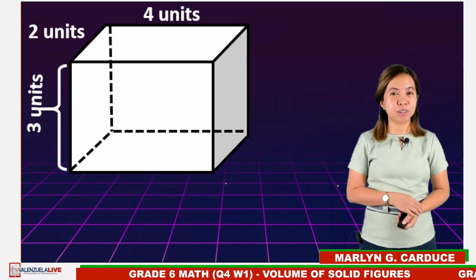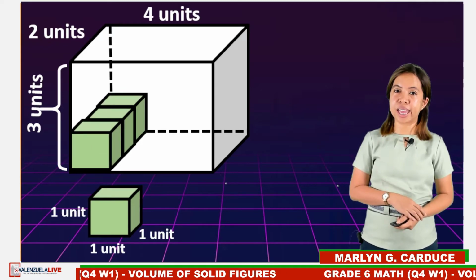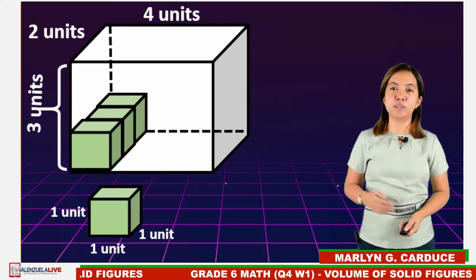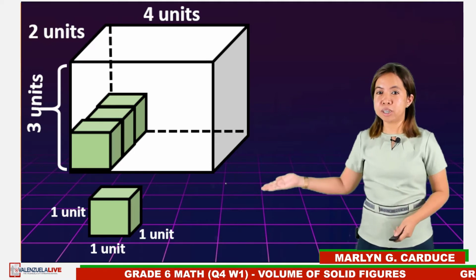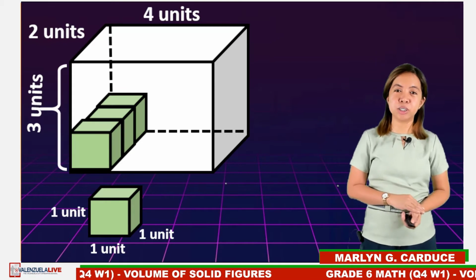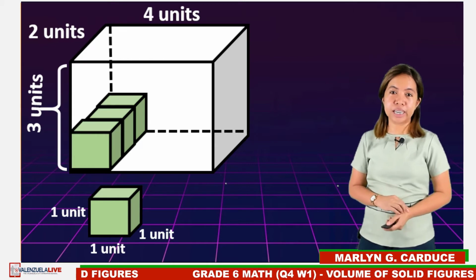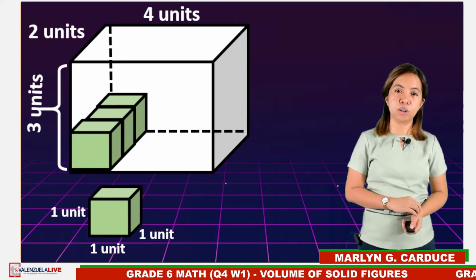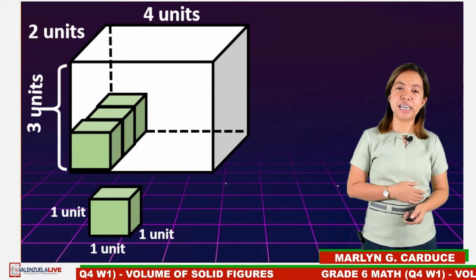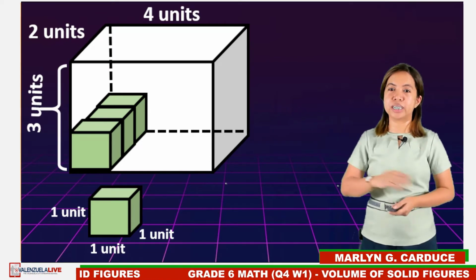So you can get the volume of a solid figure by counting the number of unit cubes that can fit in the figure. A unit cube is a 1 by 1 by 1 cube, meaning its length, width, and height measure 1 unit each. So this cube is a 1 cubic centimeter cube. Now, how many cubic units can fit in this figure?